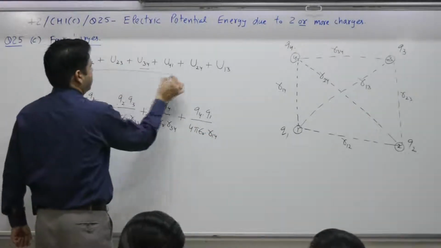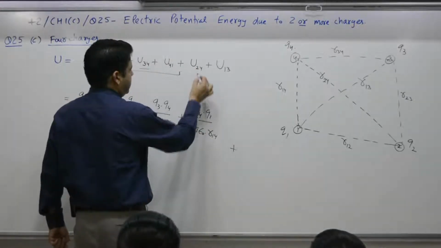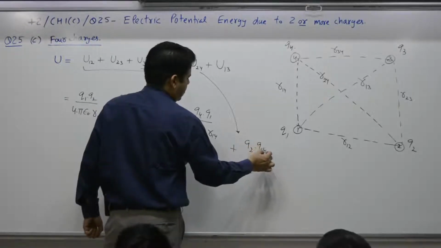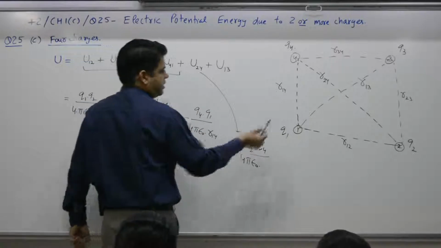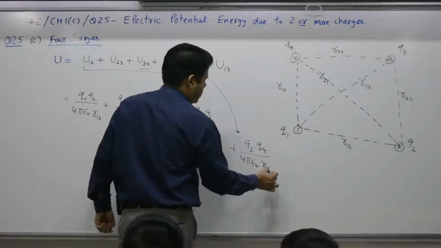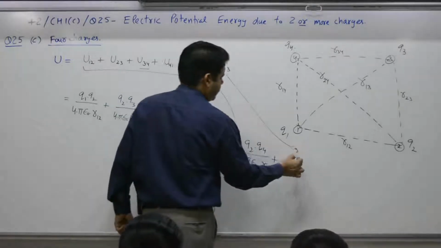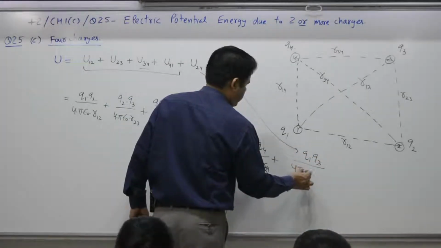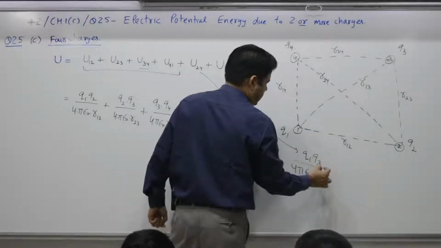So first 4 we have taken into account. The other 2 I will write here. Q24: Q2, Q4 over 4 pi epsilon naught R24, plus Q13, which is Q1, Q3 over 4 pi epsilon naught R13.